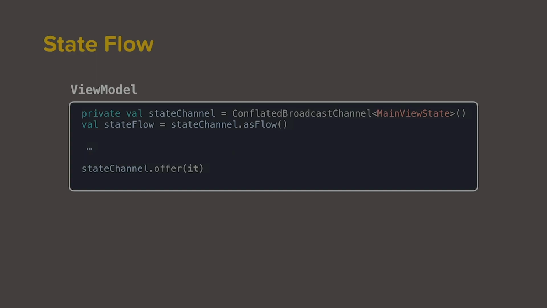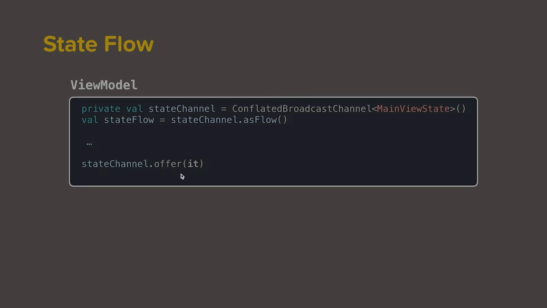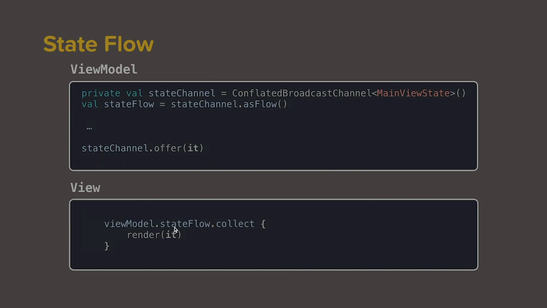With coroutines, there is something called a conflated broadcast channel, which we can also use. It is not mandatory to use this in this case. LiveData is perfectly fine, but let's talk about it a bit. So we will create a conflated broadcast channel for the state, and we'll expose it as a Flow from the view model. And whenever the state changes, we'll offer the state values into this channel. And on the view side, we're going to collect from this state, and we're going to call the render function.